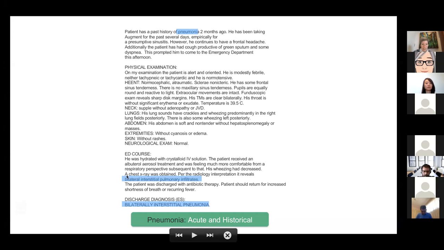Now, if you look down in the ED course, it talks about the chest x-ray finding, and it says it reveals bilateral interstitial pulmonary infiltrates. So would somebody tell me that does not say the word pneumonia? Infiltrate is not a synonym for pneumonia necessarily. So tell me why I marked that as evidence of pneumonia.